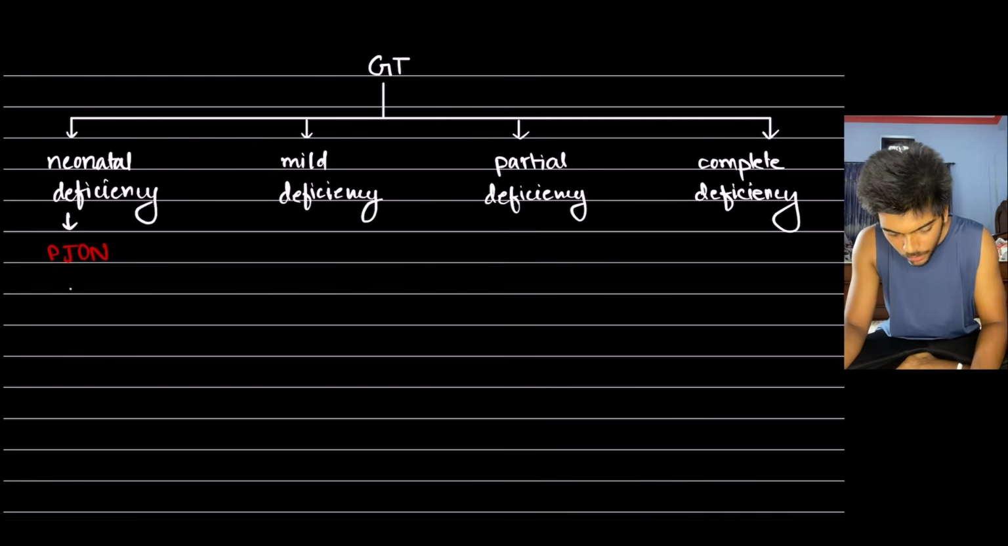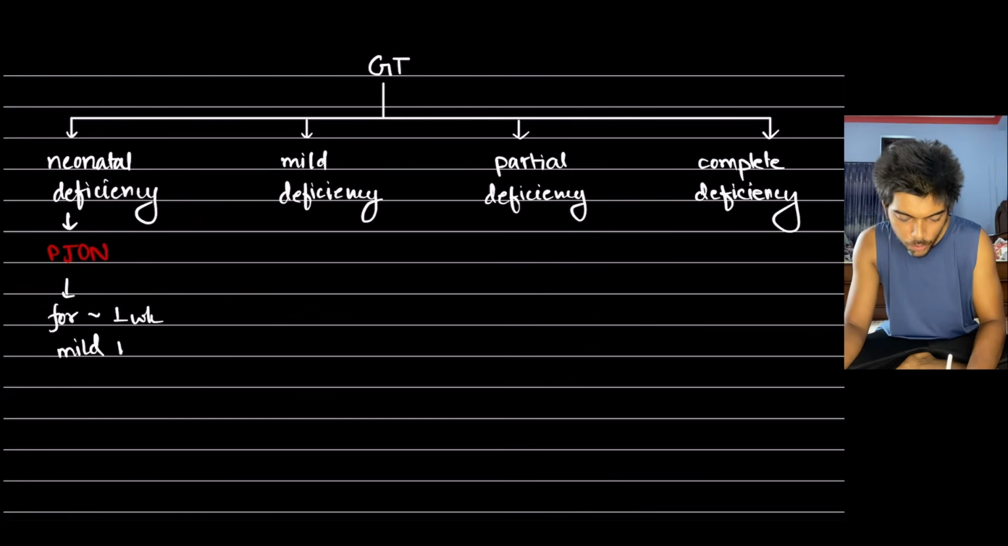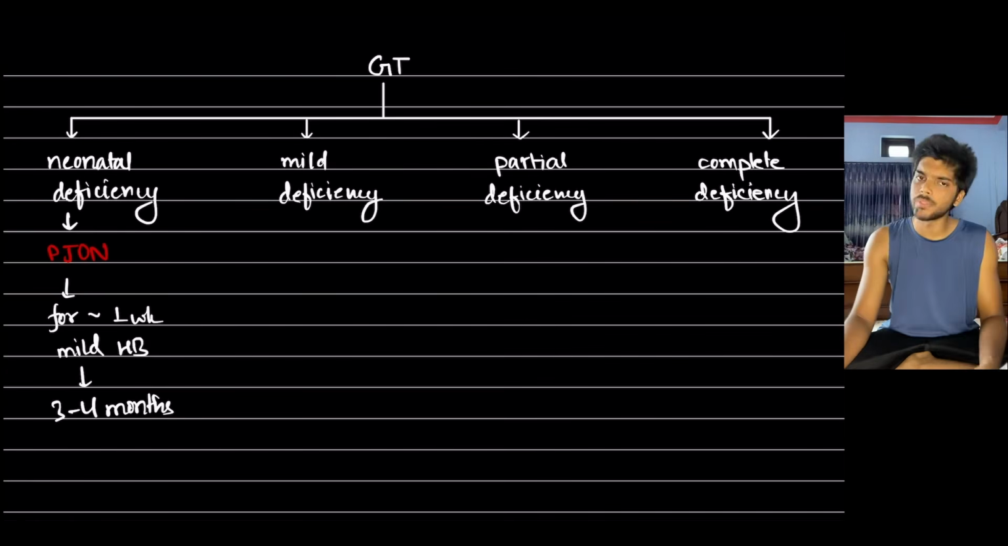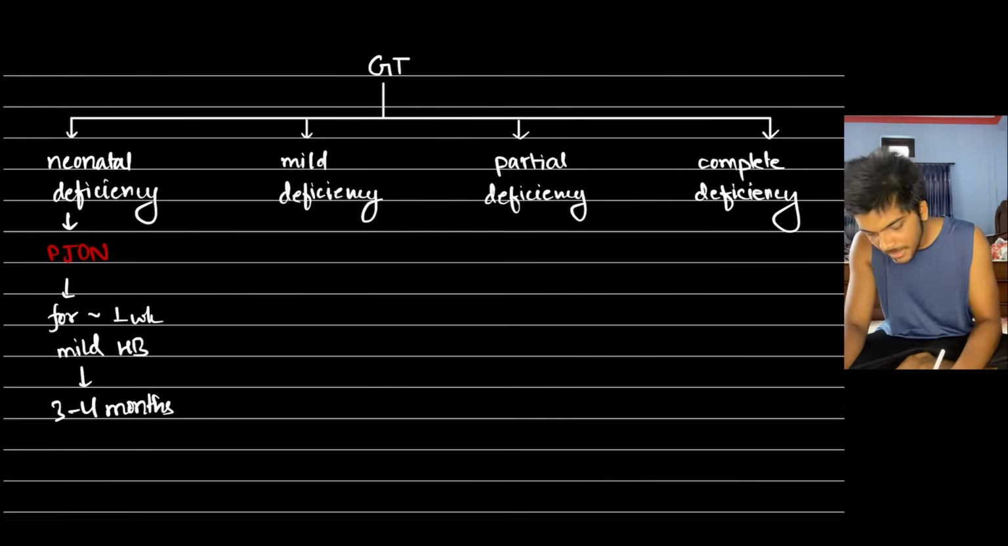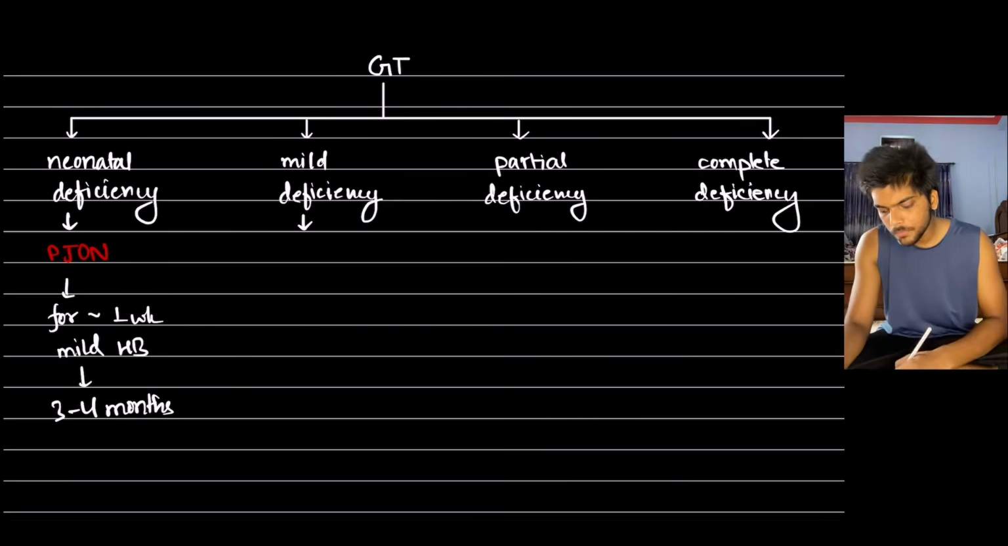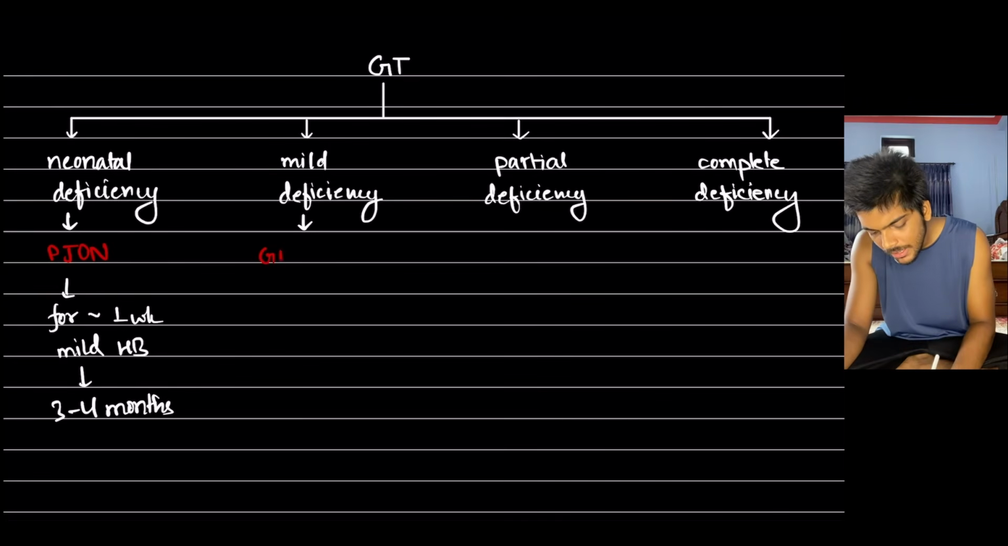That is why for around 1 week, mild hyperbilirubinemia is seen, and after 3 to 4 months, everything becomes normal because the gene is now well expressed, the same as that in adult. How much the gene is to be expressed in adult is now expressed within 3 to 4 months. Mild deficiency, this is seen in Gilbert syndrome.